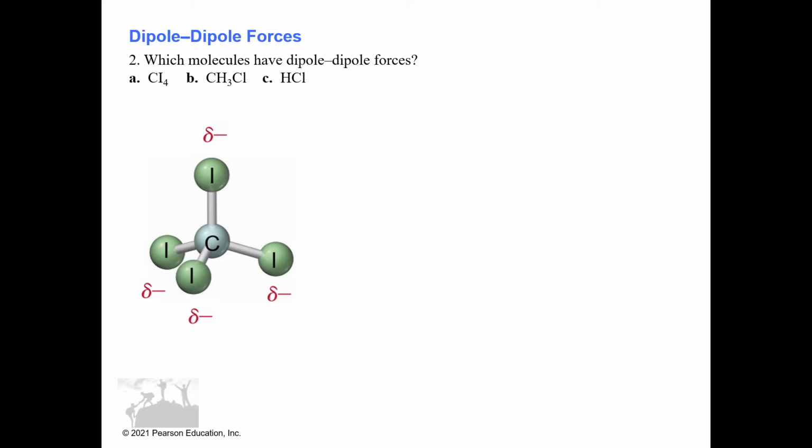Okay, so for CI4, this is a tetrahedral again. We have polar bonds because iodine is more electronegative, a lot more electronegative than carbon. But because we have a tetrahedral molecule, all the bond angles are the same, so this molecule is non-polar. It has polar bonds, but it is a non-polar molecule, so this does not have dipole-dipole forces.